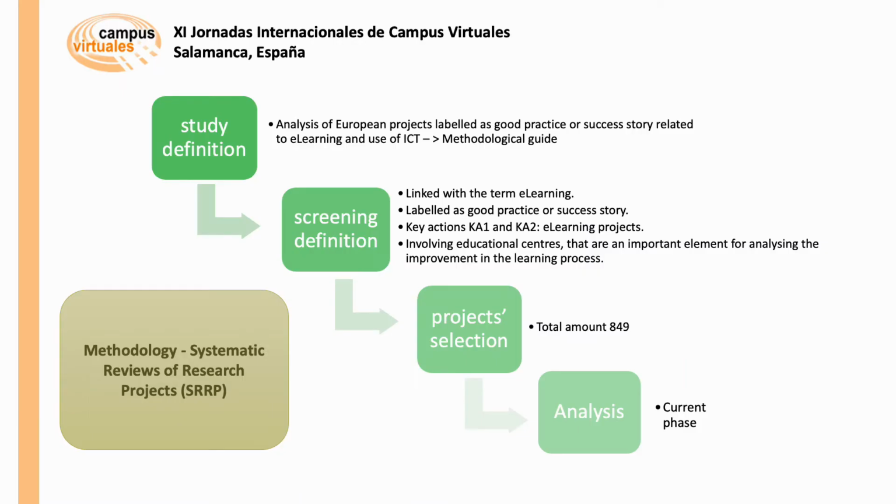Regarding the methodology for this research, it follows the guidelines specified in systematic reviews of research projects, which provide an overview of the current trends and identify the lacks and opportunities to define new advances in the area of research. Besides, they provide the possibility to compare between closed projects and get a picture of the evolution of technological ecosystems in the field. The procedure implies 4 stages: study definition, screening definition, project selection and analysis, and presently we are undertaking the last one.